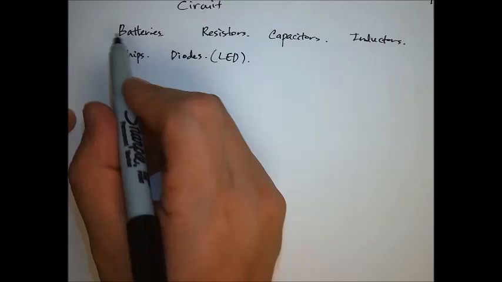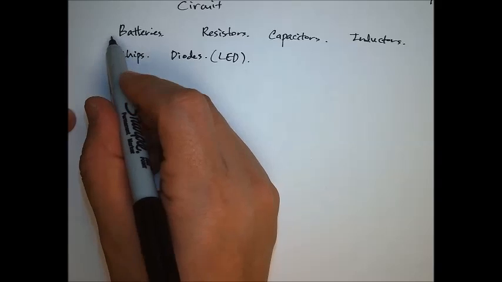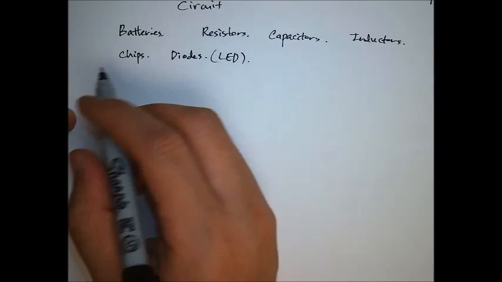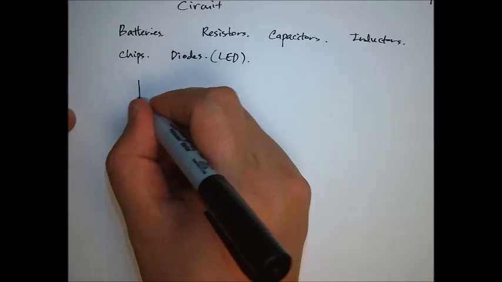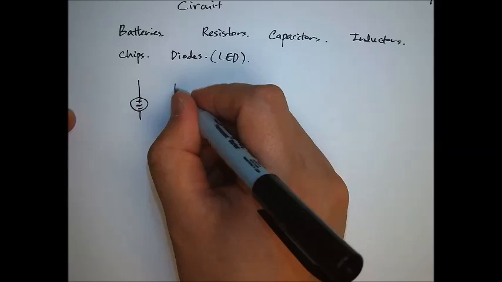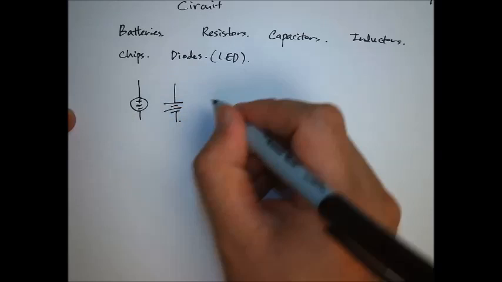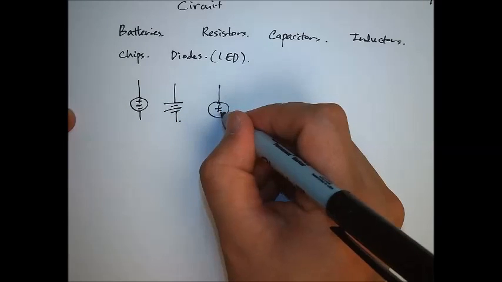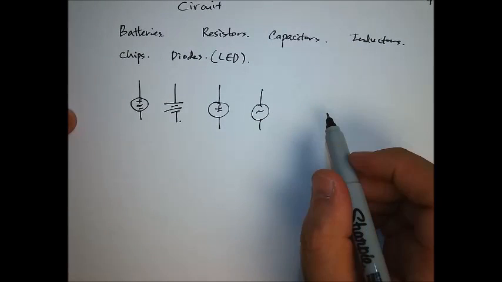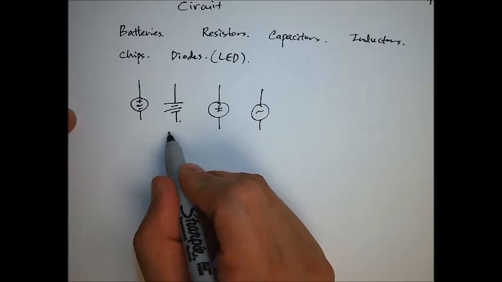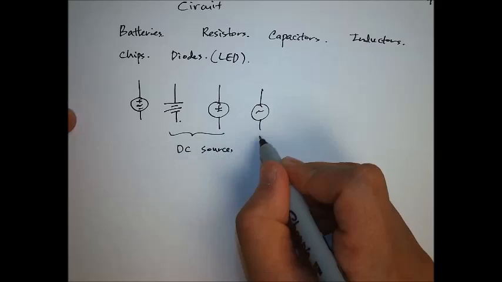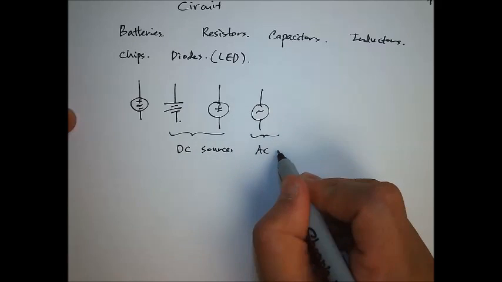So a battery is modeled as a source, so this is called a voltage source or a current source, and the way we draw that is by drawing something like this. In some cases you can draw it like this, some people draw it like this, and in other cases like this. So these are sources, and these two are DC sources, and this is an AC source.